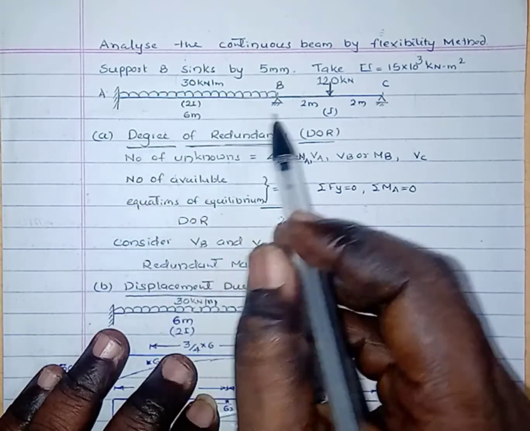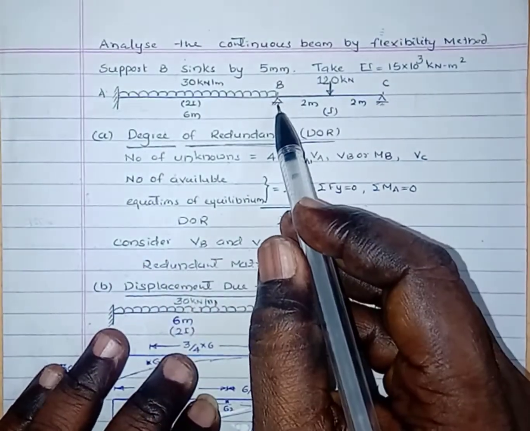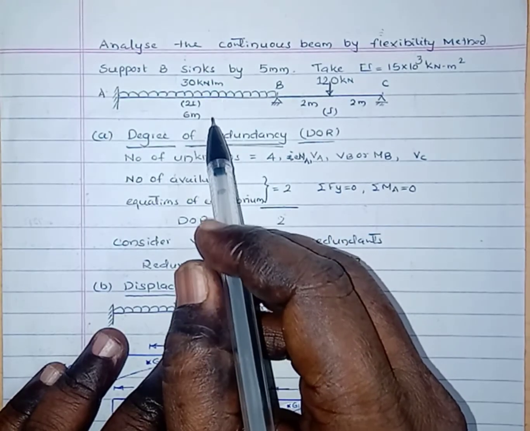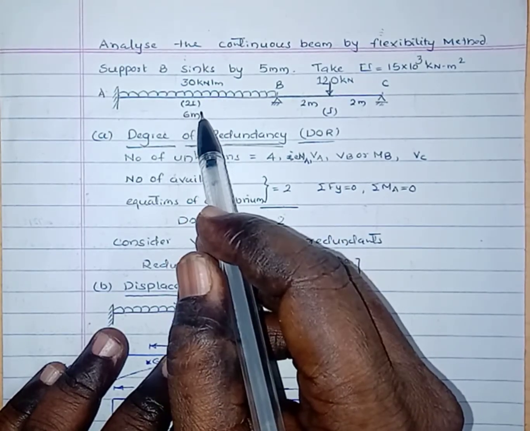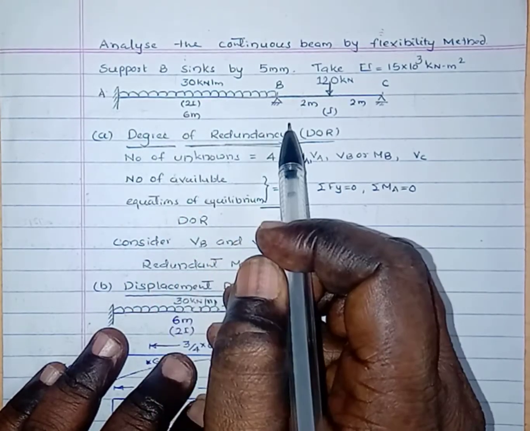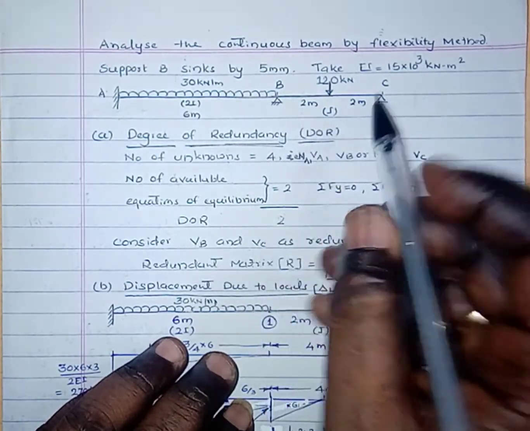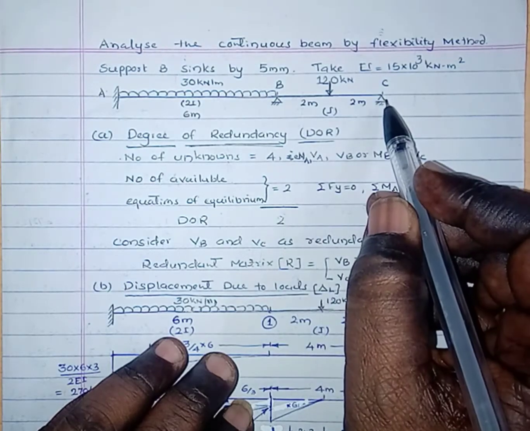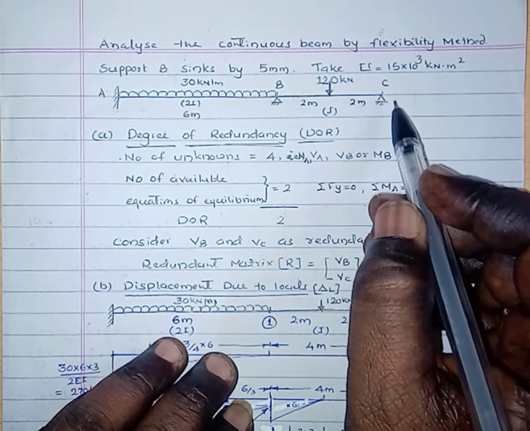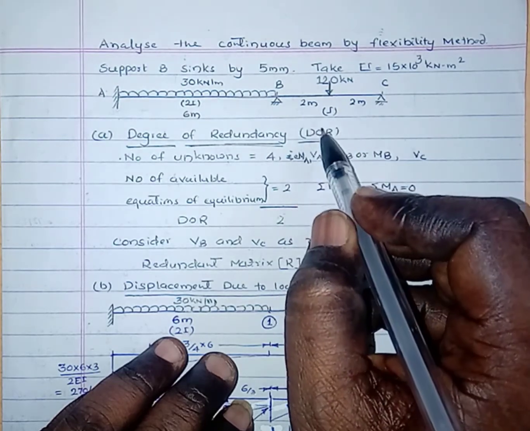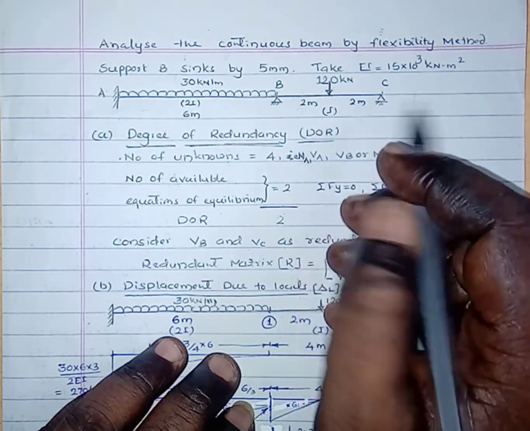Here A to B. A is fixed support, B is on hinge and is subjected to a load of 30 kilonewton per running meter with moment of inertia 2I and the total span is 6 meter. B to C, it is 4 meter. C is the end support which is on hinge and is subjected to 120 kilonewton load at a distance of 2 meter from B with moment of inertia I.